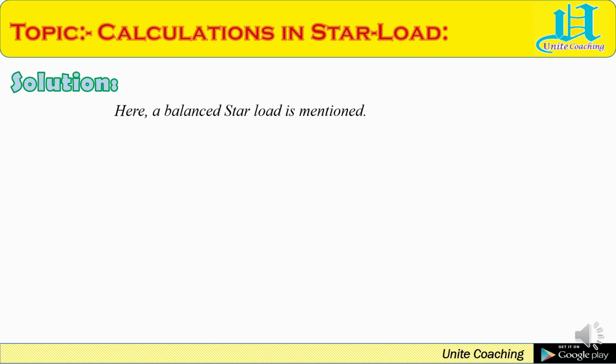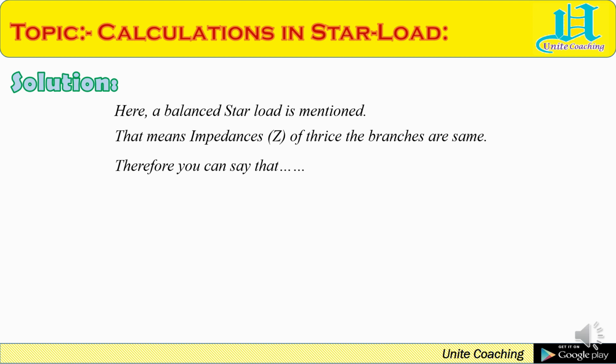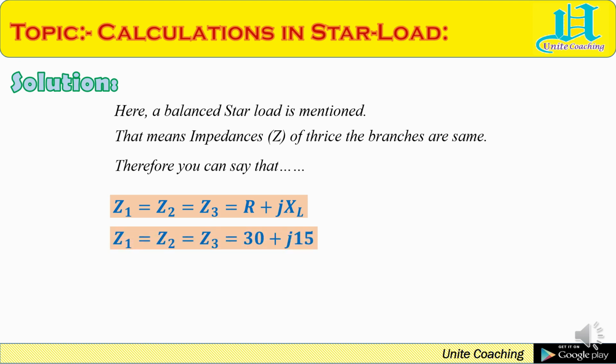Solution. The star load is balanced. That means the impedance of all three branches will remain the same, of course, and therefore you can say that Z1 is equal to Z2, which is equal to Z3, which is equal to R plus JXL, which is equal to 30 plus J15.